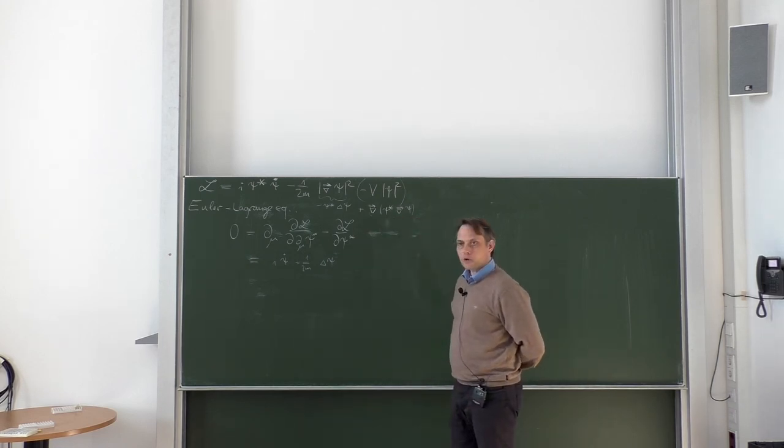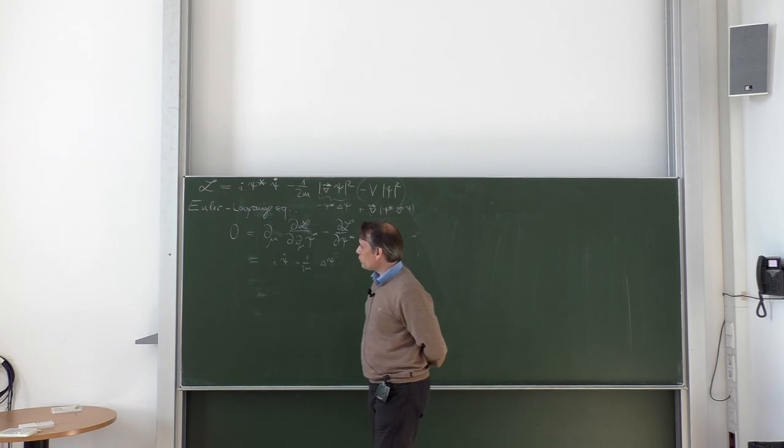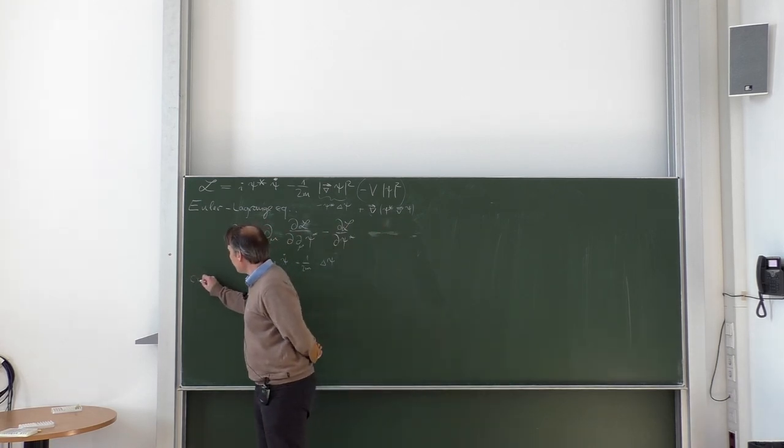Anyway, let us go on. The Lagrange equation is one step. The next step is the canonical conjugate momenta.